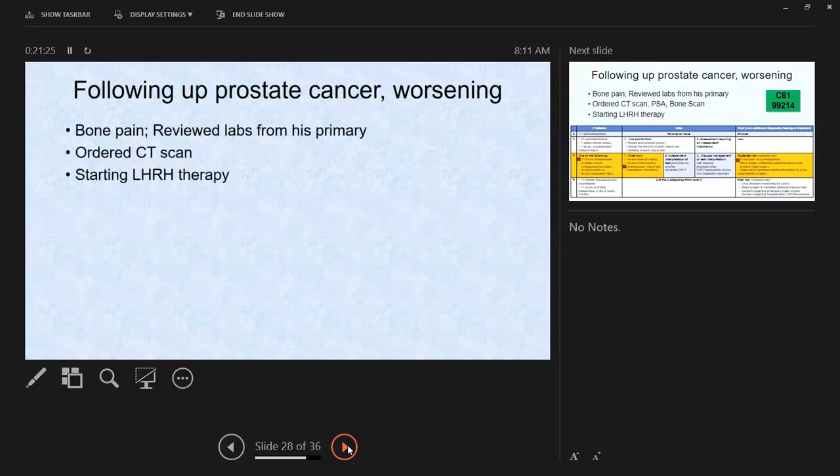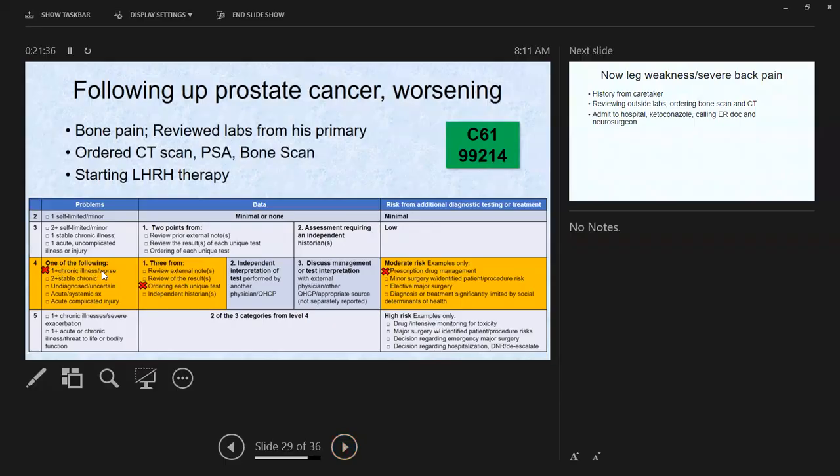Following up with prostate cancer, the patient has worsening prostate cancer with new bone pain. We reviewed outside labs from his primary, order a CAT scan, and start LHRH therapy. Again, common problem. So this is a chronic illness that's worsening, so I give a level 4 for problem.